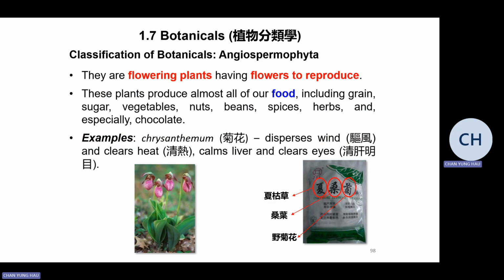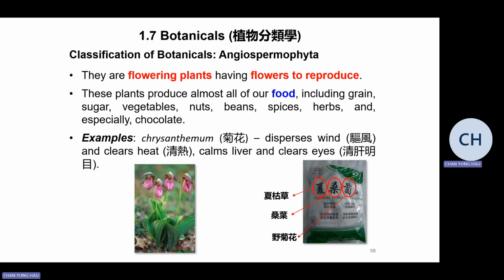And the last kingdom is Angiospermophyta. They are flowering plants. Of course, they have flowers, and they use flowers to reproduce. One example I would like to share with you, which you may drink every day, is the chrysanthemum. Chrysanthemum can be used to disperse wind and clear heat in our body.